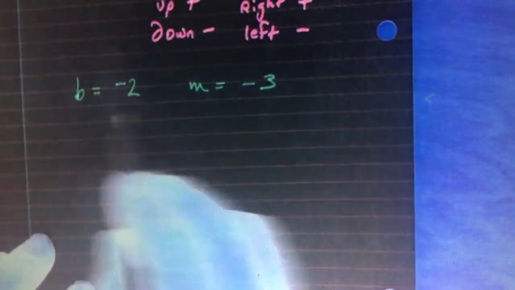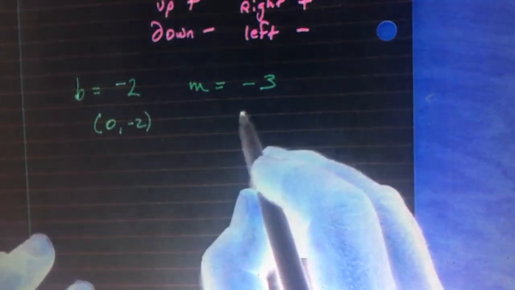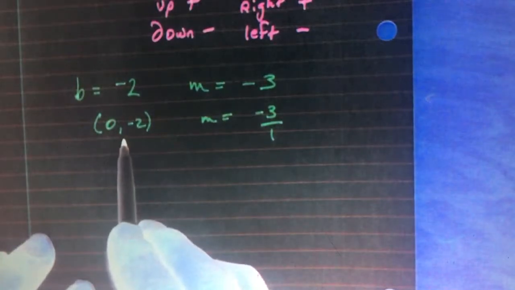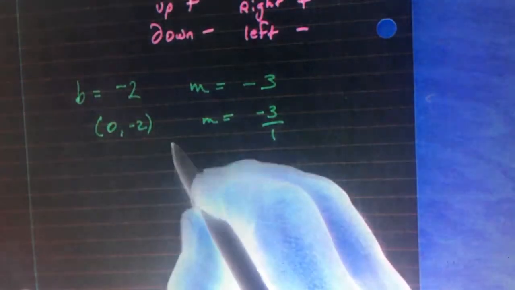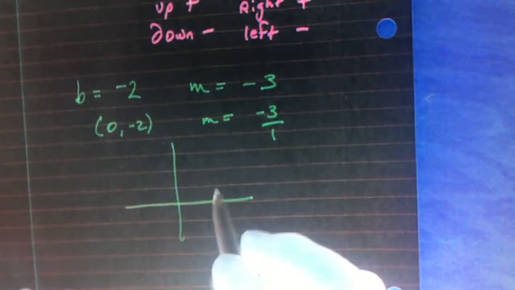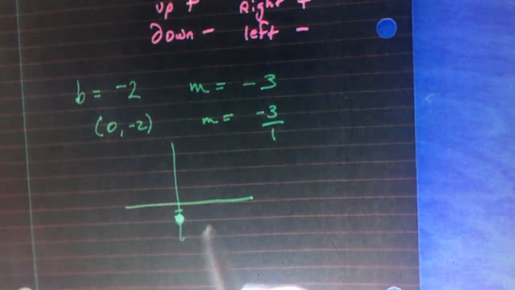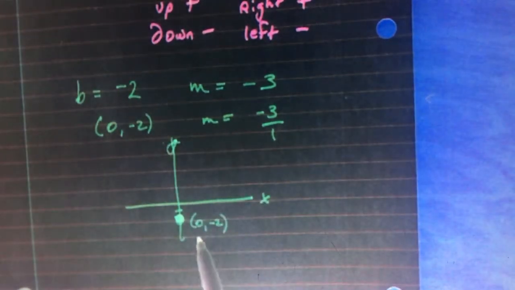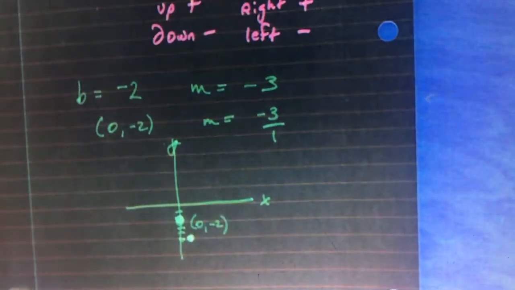I'm just saying here, given this, the first thing you do is write an ordered pair, 0, -2, and write m equals -3/1. Convert this into an ordered pair, a point, and this into a fraction. That's the basis of being able to graph a line, because as soon as you do that, you can graph the point. That's 0, -2 right here. This is your y-axis, this is your x-axis. Then I can change the slope: down 3, 1, 2, 3, and right 1. And then we have a line just from that.